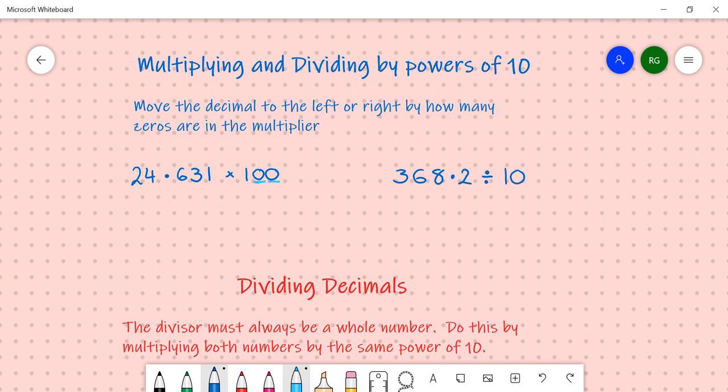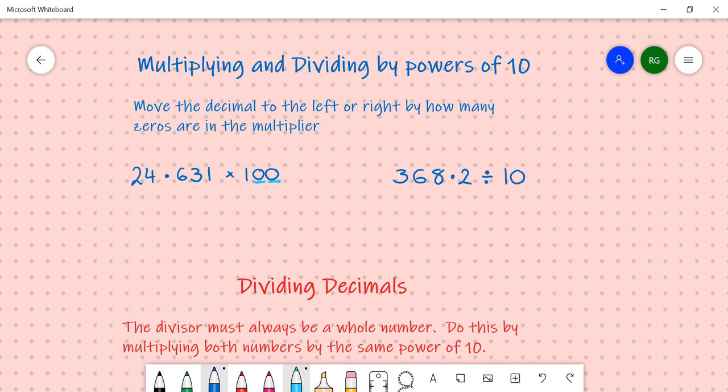In this question, there are 2 zeros. It's times 100. That gives us our clue that we need to move the decimal place 2 positions. Now, the question is, do we move the decimal place left, or do we move it right? You can just try and remember that if you multiply it, you move it to the right. If you divide it, you move it to the left. Or you can think about it practically.